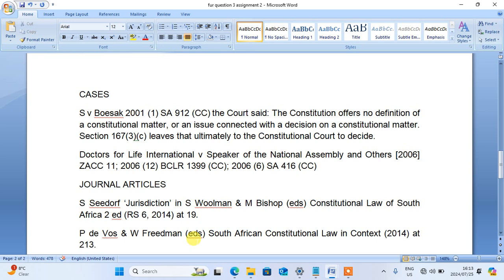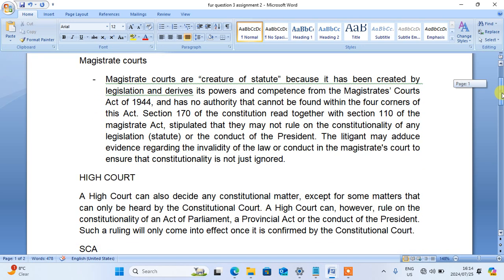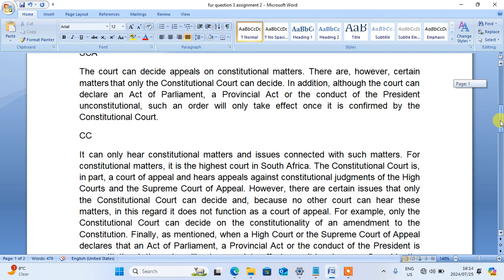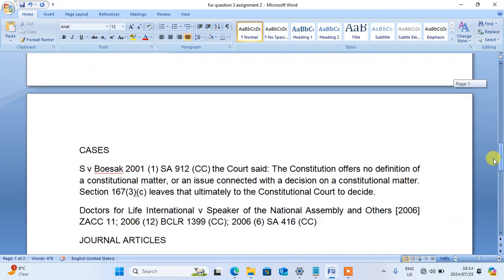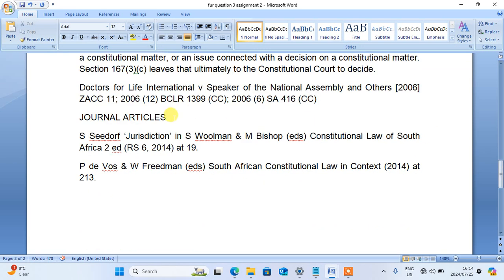This means that you answer this way: you discuss the magistrate's court, High Court, Supreme Court of Appeal as in FUR2601, then you include this case and Doctor for Life the way it was there, then you summarize, then journal articles, which may be a book, you include this one of Seedorf, then Friedman, then you are done, you have 25 marks.